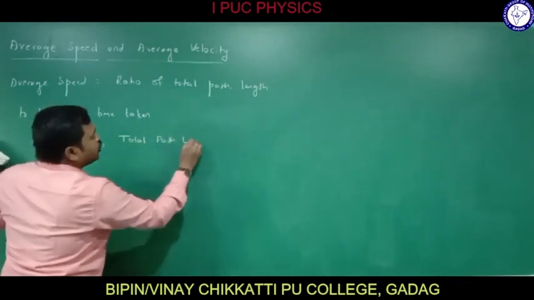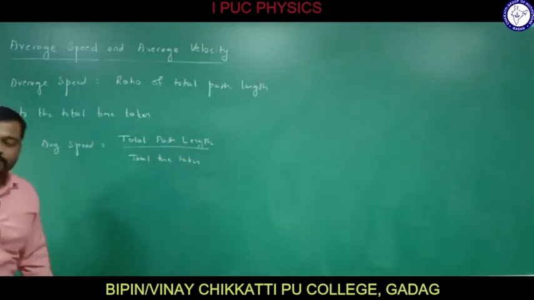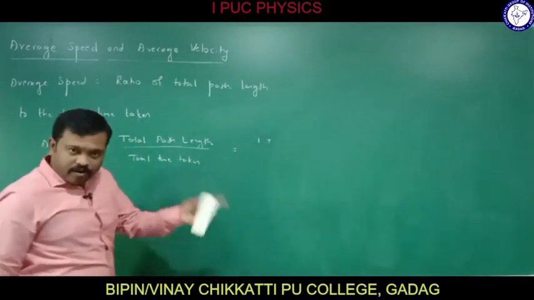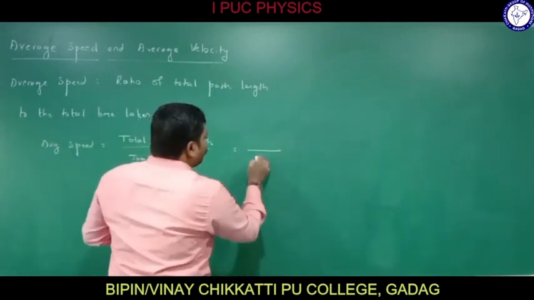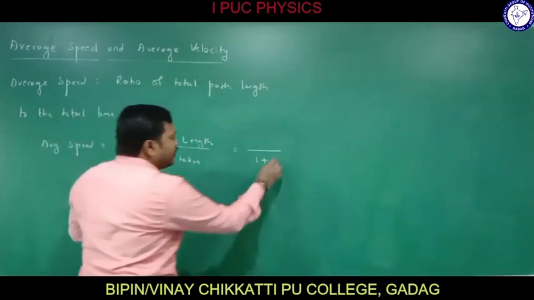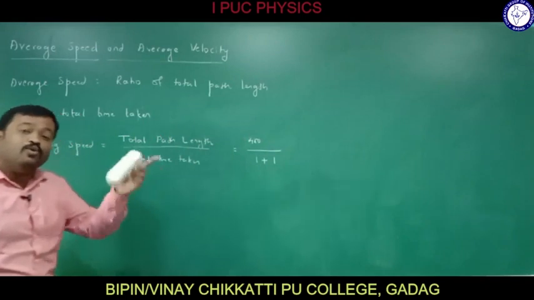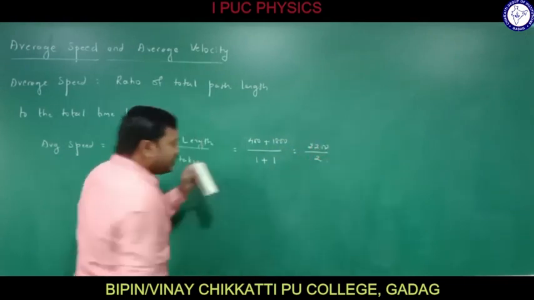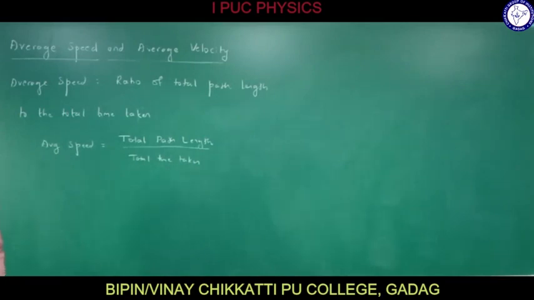So you need to calculate the total path length and the total time taken. For example, if you go from Hubli to Delhi, and it takes 1 hour to reach Bengaluru, and from Bengaluru to Delhi it takes 1 hour, this is the total time taken, 2 hours. What is the total path length? I already calculated it. 400 is the distance from Hubli to Bengaluru, and from Bengaluru to Delhi it is about 1800. So we get 2200 divided by 2. Total path length divided by total time taken gives the average speed. So simple. What is average speed? It is the ratio of total path length to the total time taken.